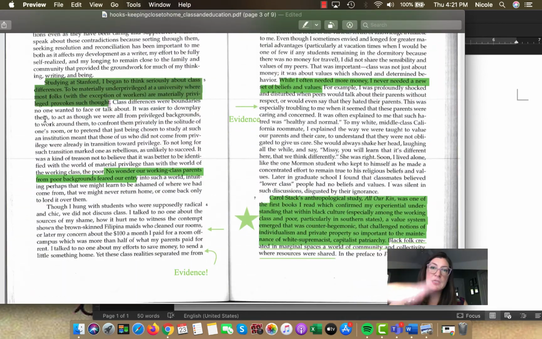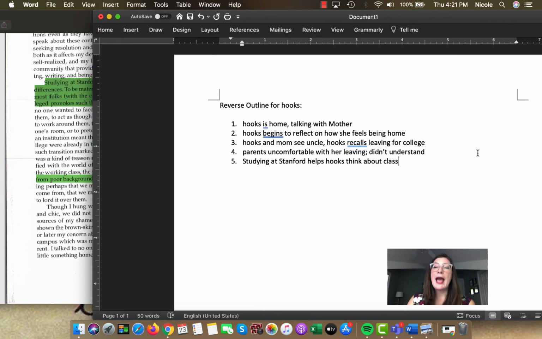Now what you would do is continue to go along paragraph by paragraph, quickly summarizing for yourself what that paragraph is about. And that way, when you look back at it, you can start to see, okay, these first 4 paragraphs are really just telling some stories or some anecdotes from her life. And it's really in paragraph 5 that she starts bringing in her theme of class and starts making some claims about what class is and class differences.